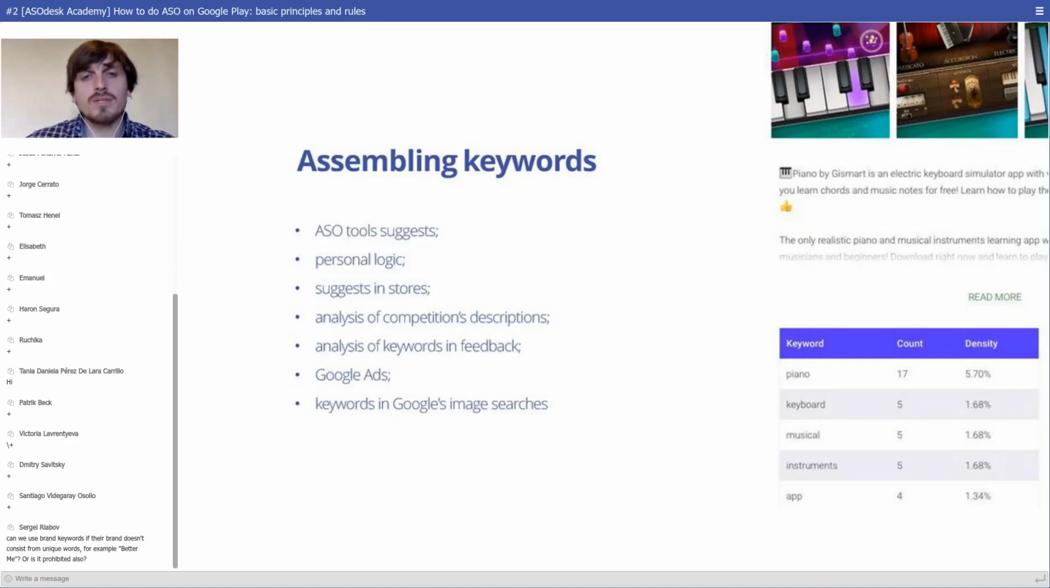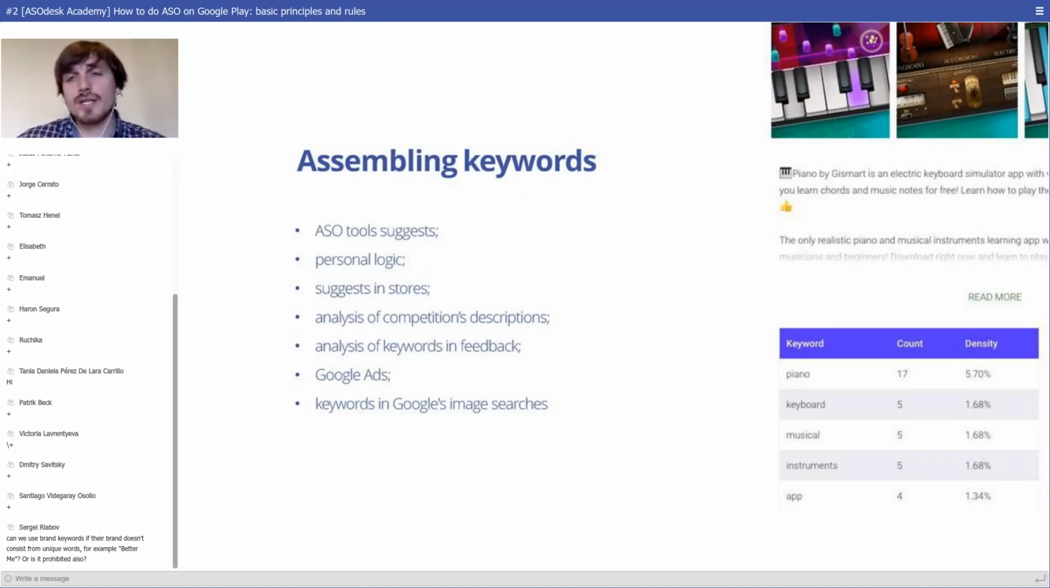The next point is analysis of competitor descriptions. On Google Play, the good point is that the full description is indexed. So all our competitors are putting the keywords in the full description, so we can analyze. And as you can see on the screenshot on the right, this is one of the ASO tools from the market. They are offering a free-to-use Google Chrome extension, so you can easily open the app in Google Chrome and see the number of repetitions of given keywords in this text.